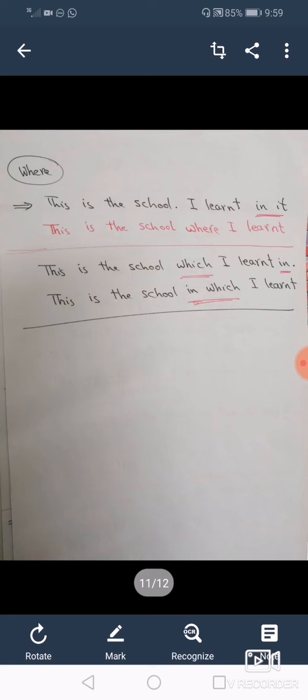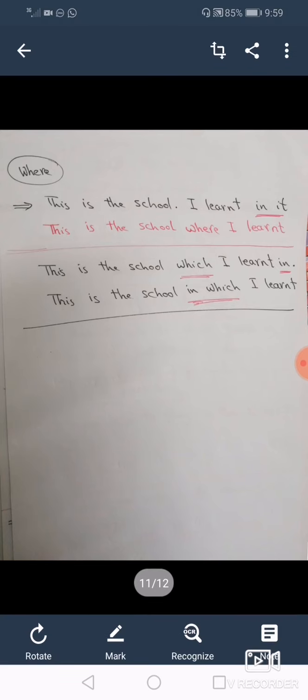Let's look at where. This is the school. I learned in it. You can delete the two words at the end, in it, and join with where. This is the school where I learned. Where here refers to places.